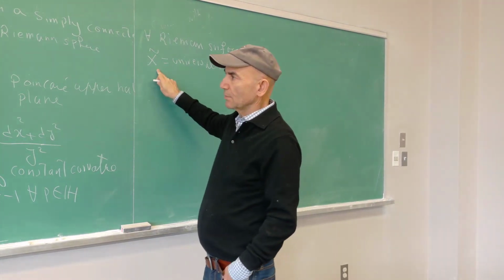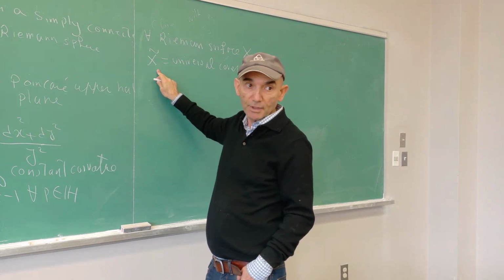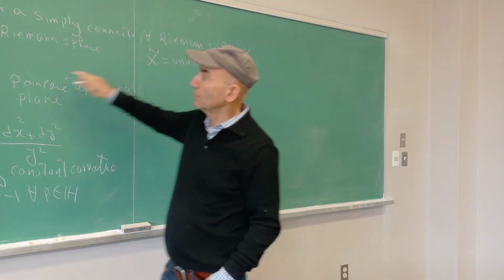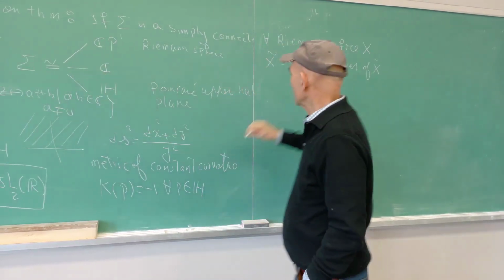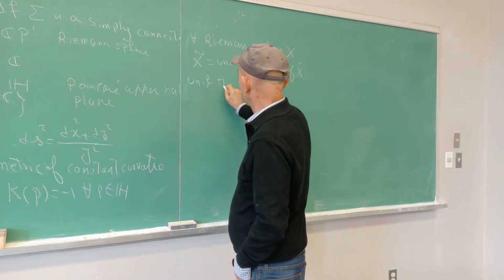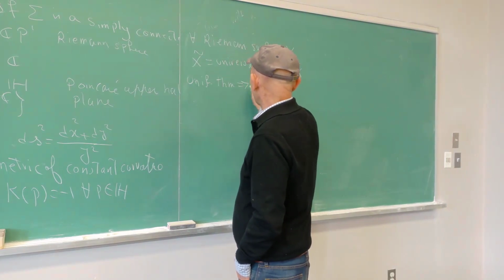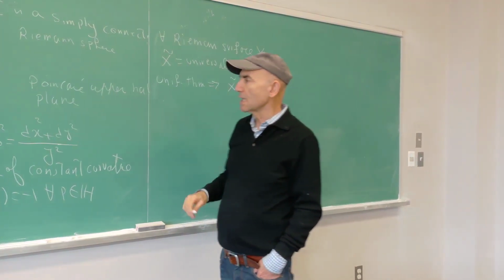So this is simply connected by definition, and it is a Riemann surface also. It inherits the structure of a Riemann surface. So by the uniformization theorem, it is going to be one of these things, right? The uniformization theorem says that X tilde is one of these things.